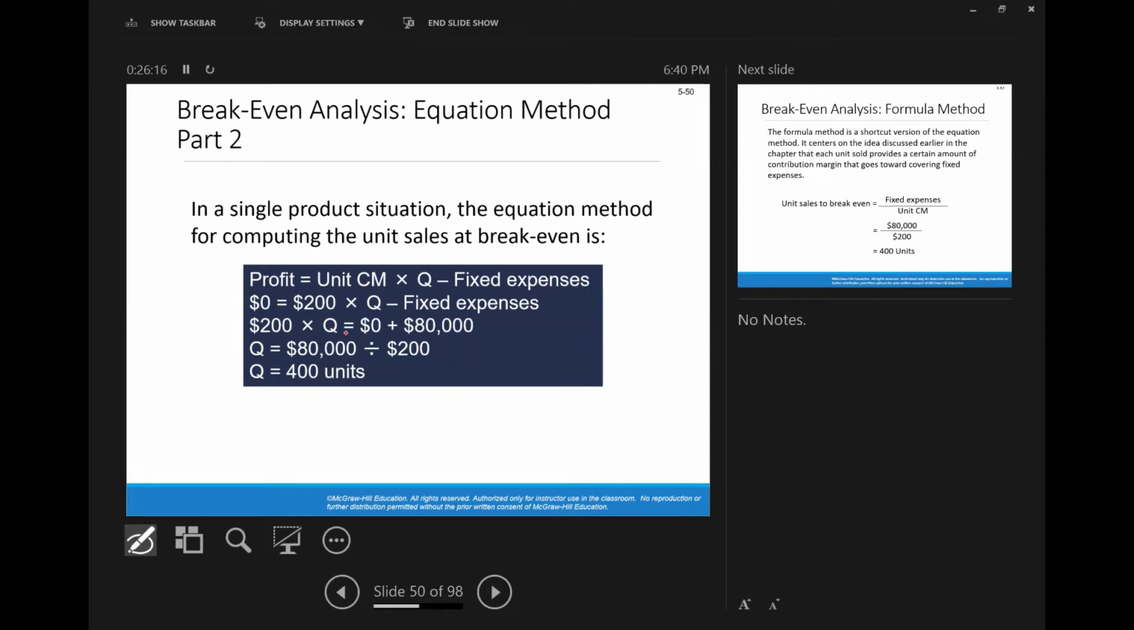Okay, so we have 200 times Q equals the 0 plus the 80,000. So we're just moving that number over, separating out the 200 Q. And then we have the 80,000 divided by the 200 because we're trying to get the Q by itself. Just solving algebraically. Do y'all see that? Okay. So we have a quantity of 400 units. We're saying we have 80,000 in fixed expenses and we have 200 as our contribution margin. So this is how you calculate how many units to get to zero. It's 400. We looked at that earlier on the chart, but this is how you would solve it if you didn't have that chart.